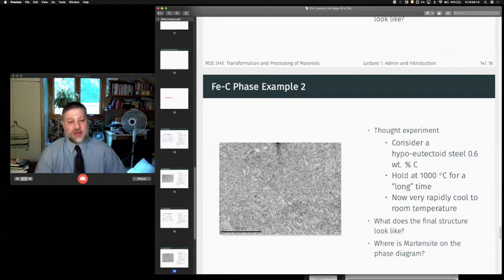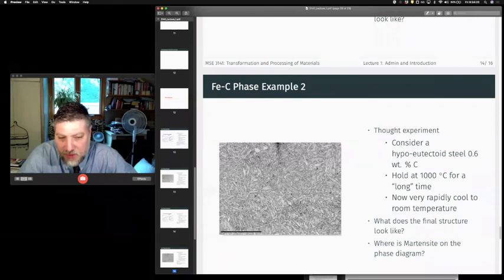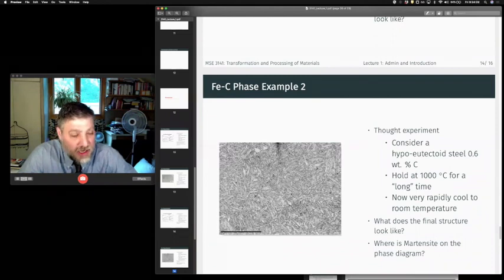What's the crystal structure of this martensite? It's body-centered tetragonal. So it's not anything you're generally familiar with. It's not BCC, FCC, HCP metals.